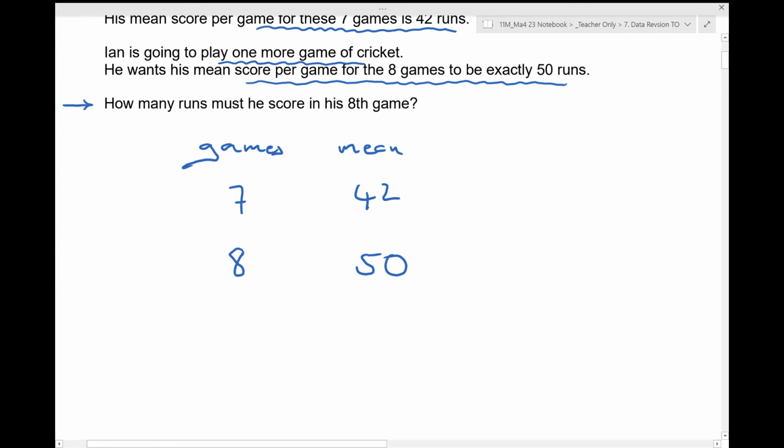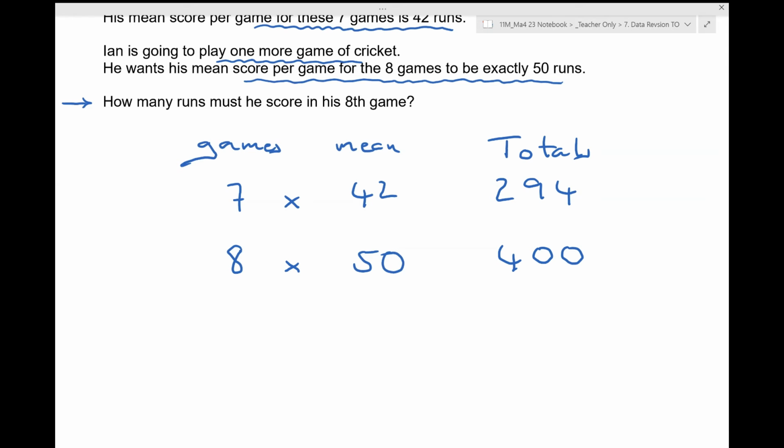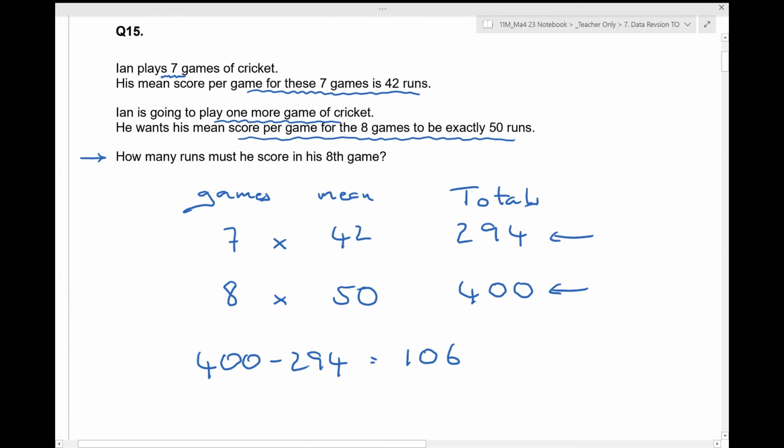Well, if we know the number of games that he's played, 7, and we know the mean, then we know in total he has scored 7 times 42, 294 runs. And he wants his mean to be 50 after 8 games. 8 times 50, he'll need to have scored 400 runs in total for the 8 games if he wants his mean to be 50. So this is the total for the 7 games. That's the total after 8 games. So how many runs must he score in the 8th game? Answer, he must score 106 runs. And that is that question done.